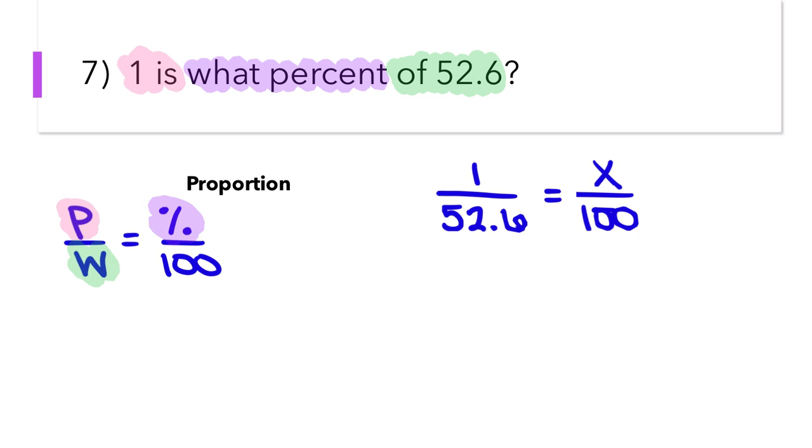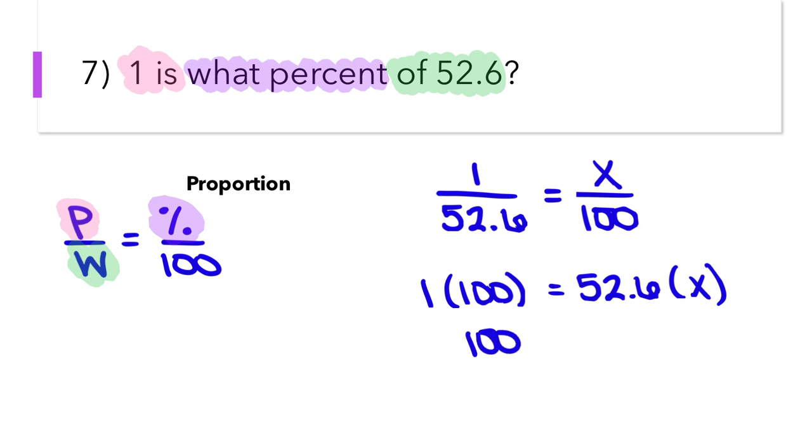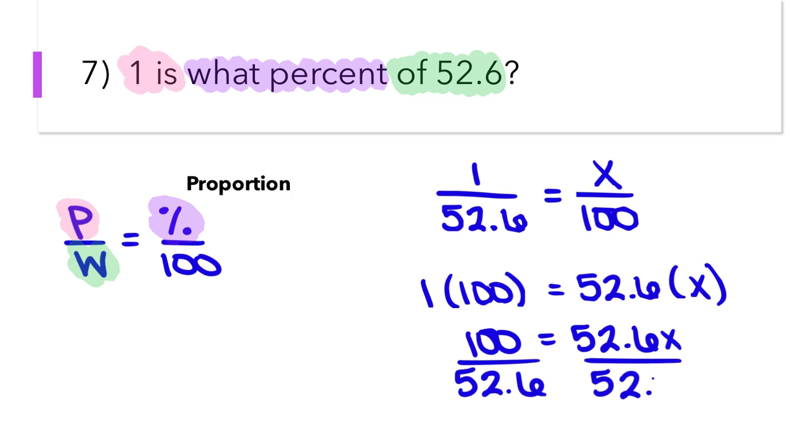Micah? 1 times 100. Okay. And then 52.6X. Gotcha. And then 100, 1 times 100 equals 100, divided by 52.6. Correct. I got 1.9. 1.9%.